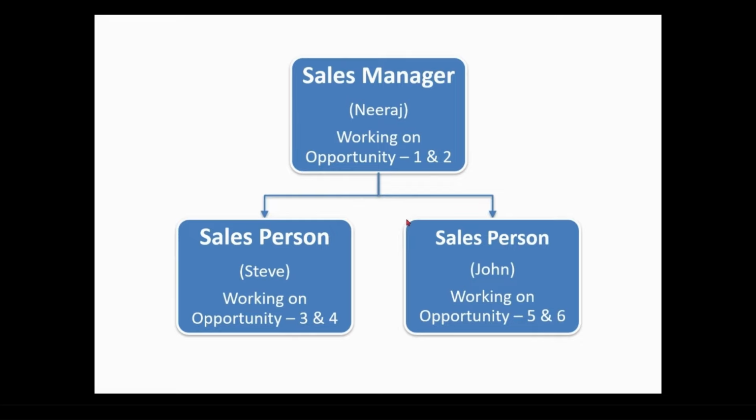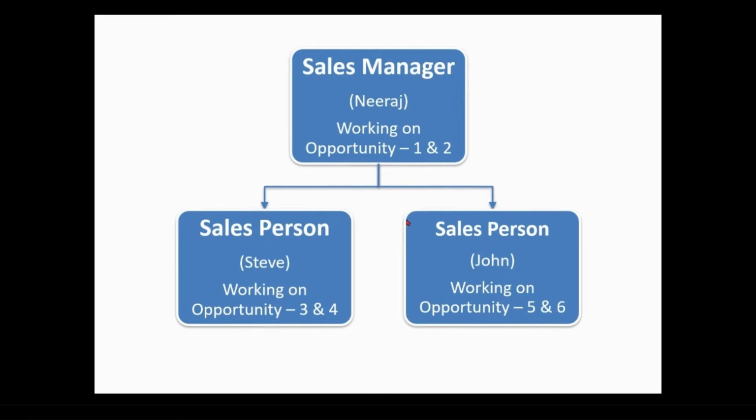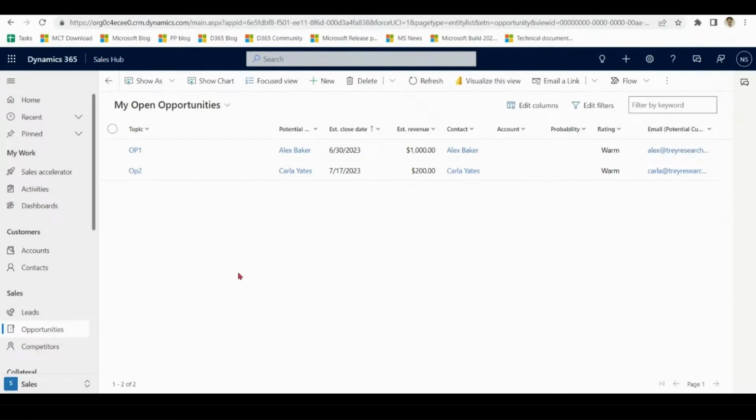As you can see on my screen, we have a sales department in which we have a sales manager and two salespersons. Sales manager Neeraj is working on opportunities 1 and 2, Steve is working on 3 and 4, and John is working on 5 and 6. Now I am going to show you goal management in the software. I am using Dynamics 365 Sales Hub.